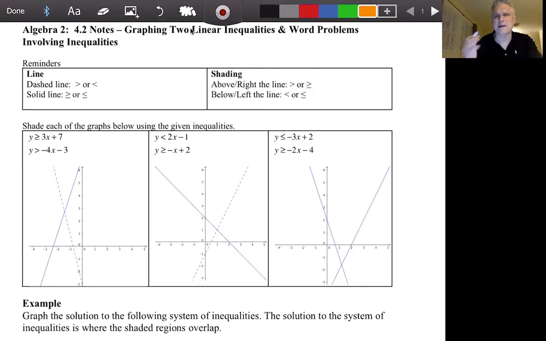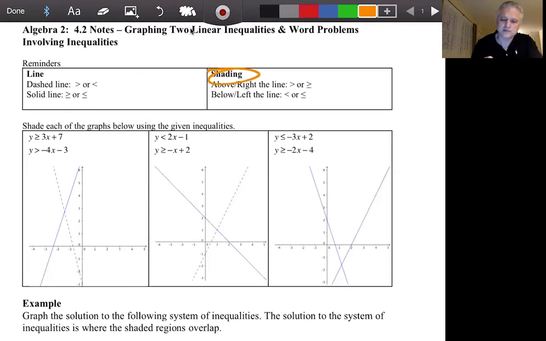When we're graphing an absolute value inequality, we're looking at dashed lines versus solid lines. So if you have a greater than or less than symbol, it is going to be a dashed line. If it's greater than or equal to, less than or equal to, it's going to be a solid line.